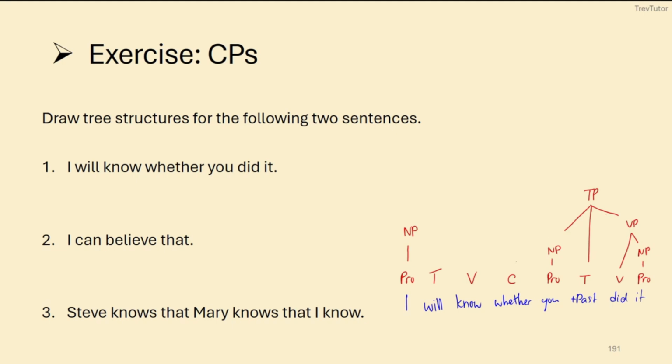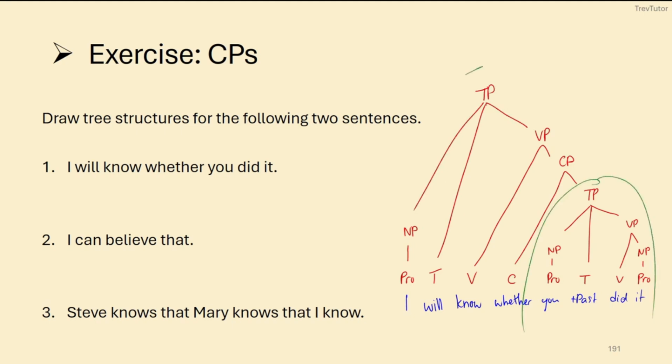Whether is introducing this TP. So this is going to be a complementizer phrase that introduces the TP. And know is taking the CP as its direct object. So this will be a verb phrase that takes a complementizer phrase to its right. Now we have I, the subject, will as tense, and know whether you did it as the predicate of the big TP. So we'll join these together under the higher TP. All we did in this case was build our smaller clause first, and then we built our bigger one. So we will leave this one up.